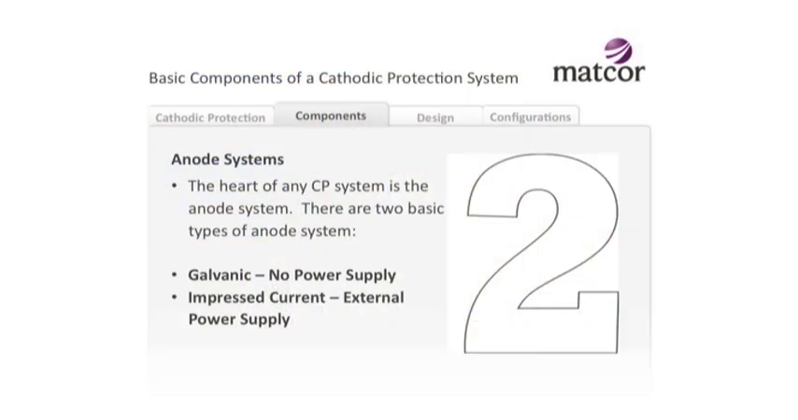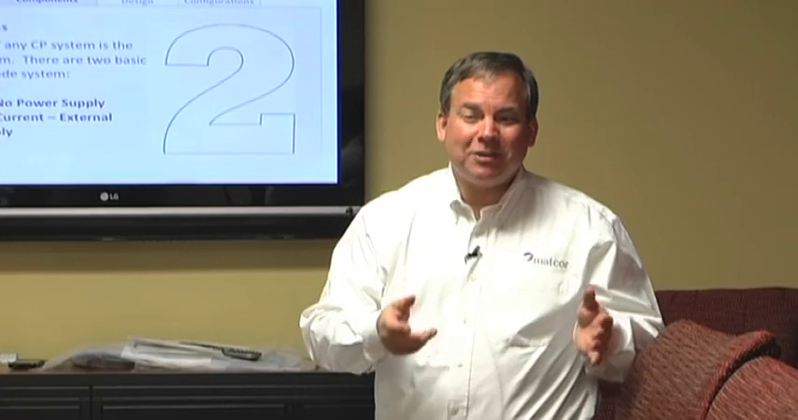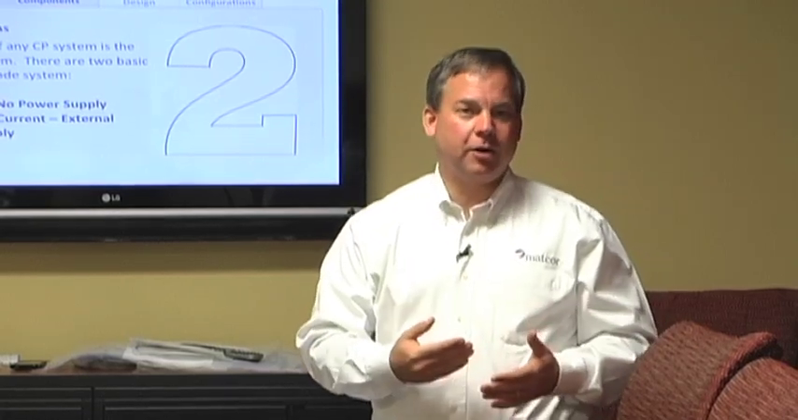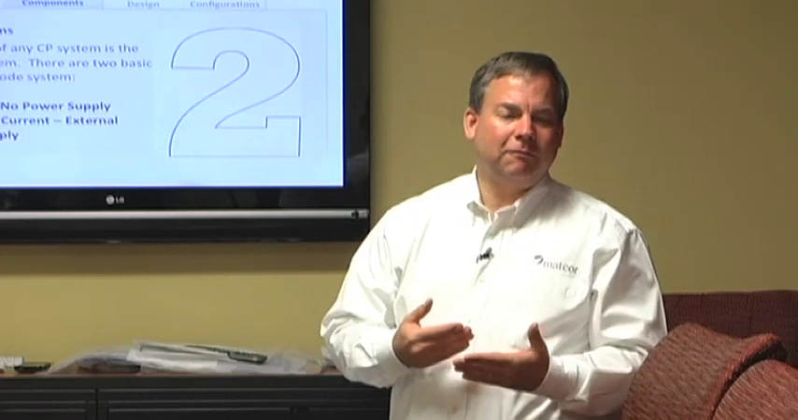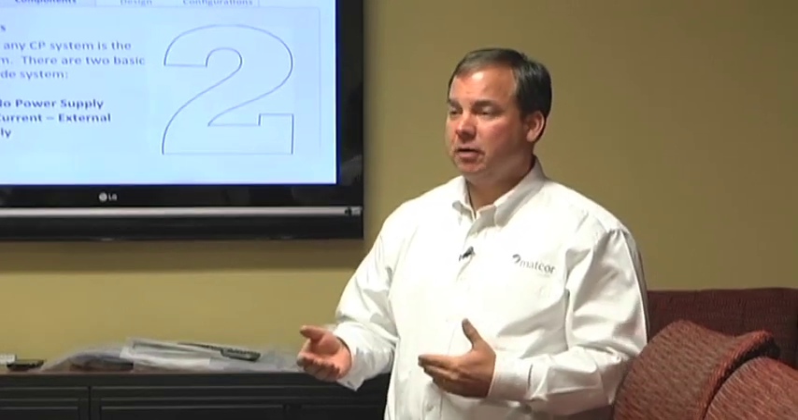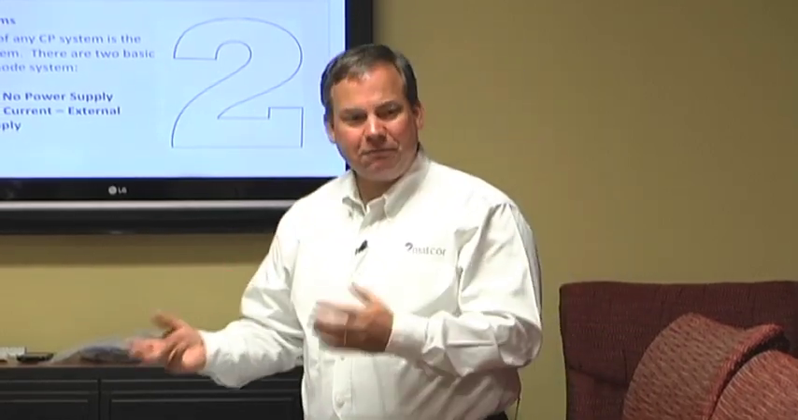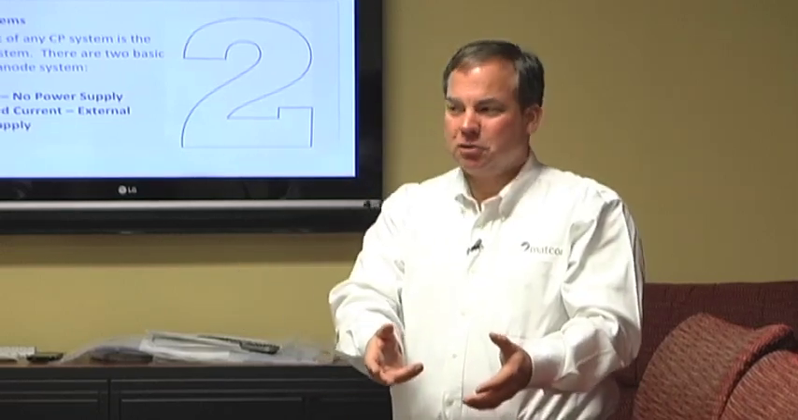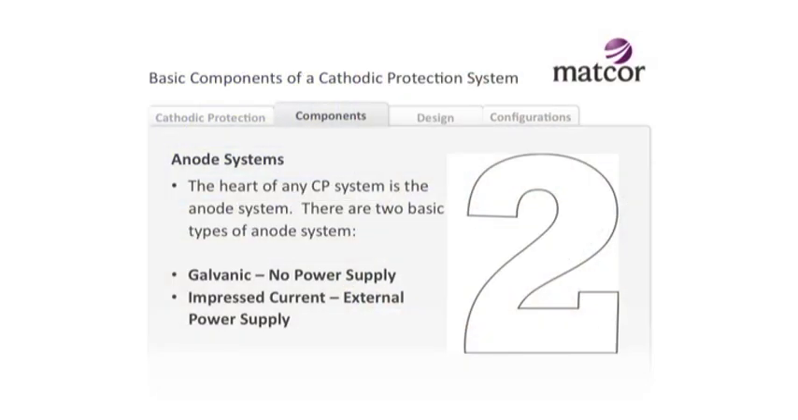The heart of any CP system is the anode system itself, okay? And there are two types of anodes. There's galvanic anodes, often referred to as sacrificial anodes. So if you hear someone say sacrificial anode, they're referring to a galvanic anode. It's not the correct term technically. And in fact, all anodes have a finite life. Okay, there's no anode that has an infinite life. So all anodes in effect sacrifice themselves to protect the structure they're trying to protect, and at the end of their life, they have to be replaced. But the galvanic anodes have no power supply associated with them. And I'll talk about that in just a second.